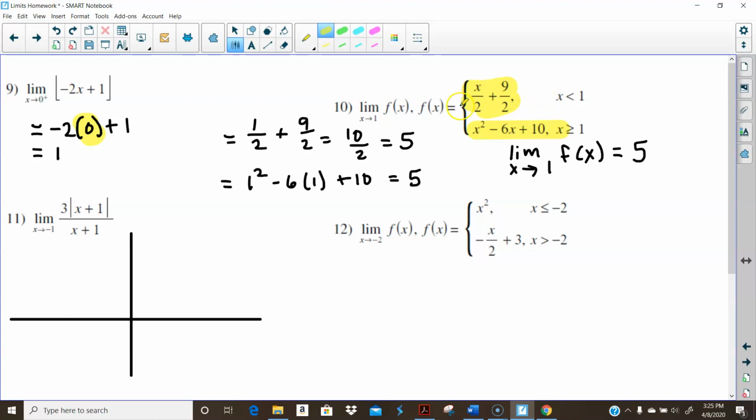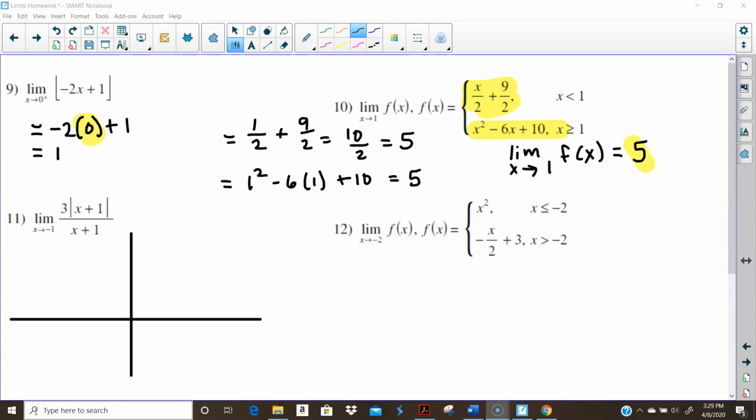Number 10, find the limit as x approaches 1. Because there's no plus or minus, we have to find it from the left side and from the right side. So we're going to plug in 1 to the first function, so it'd be 1 over 2 times x, where x is 1, plus 9 over 2, which equals 5. Then we'll plug in 1 to the second function. 1 squared, subtract 6 times 1, plus 10 is also 5. So what does the limit of f of x equal? It equals 5.